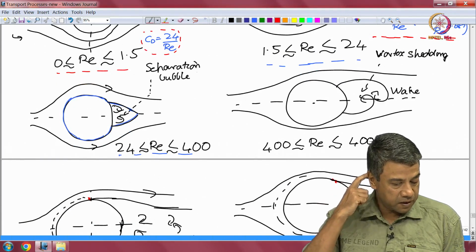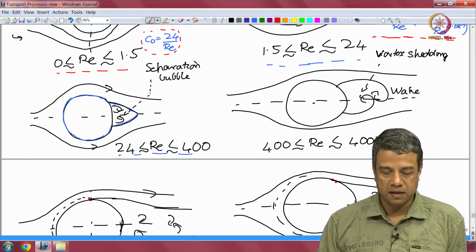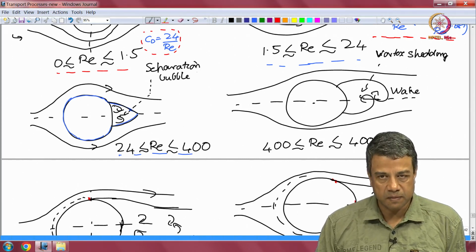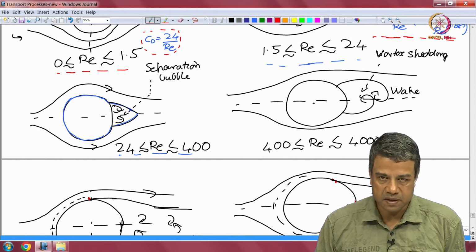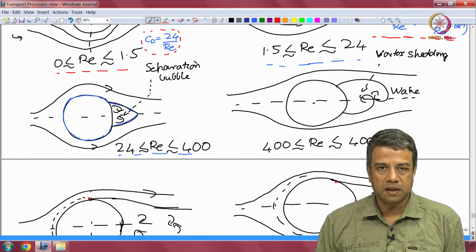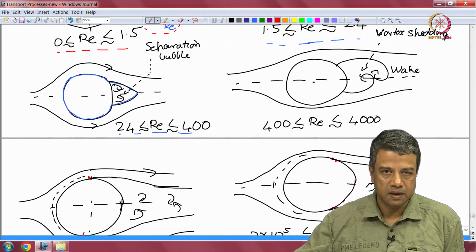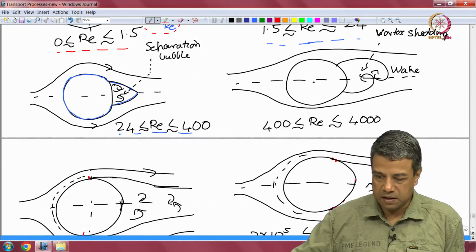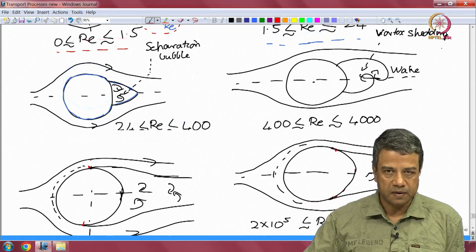Between 24 and 400, there is the formation of a separation bubble on the rear side. That is, the fluid that is coming in from far upstream does not go all the way around to the downstream side of the sphere, but rather it goes around what is called a separation bubble. Within the separation bubble, there is recirculation of the same fluid. And in this case as well, the Shiller-Naumann correlation that I had earlier applies as well.